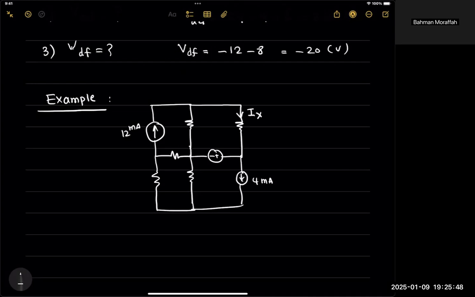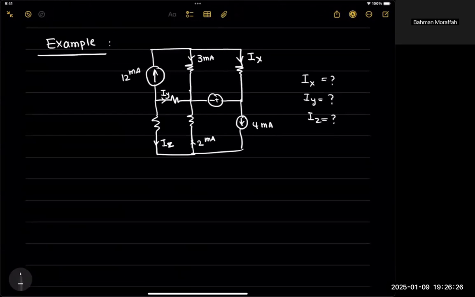Let's call this I of X. Let's assume here we have a 3 milliamps current going through here. Let's call this I of Y. Let's say this is 2 milliamps. And the question is, what is IX? What is IY? And what is, let's call this IZ, right?